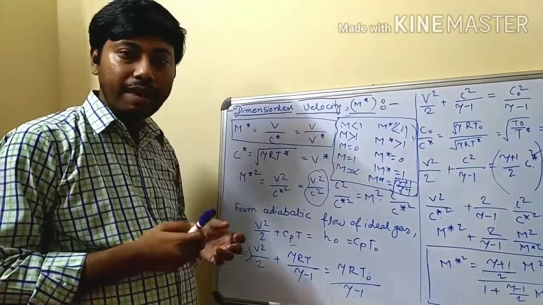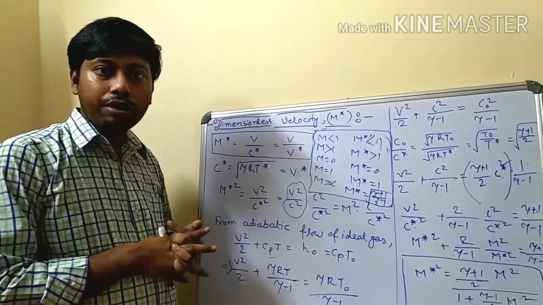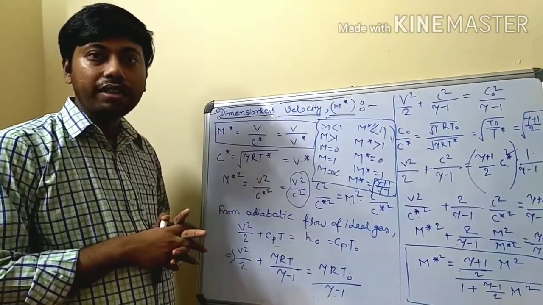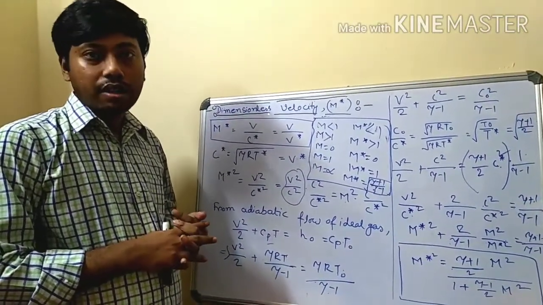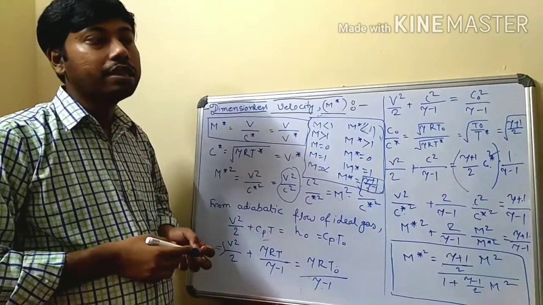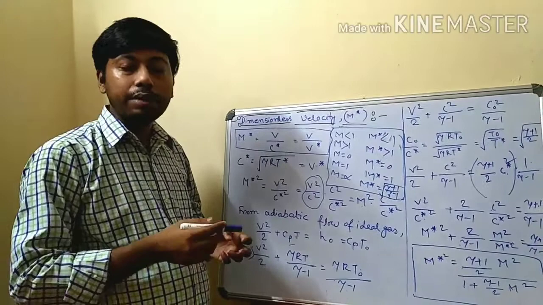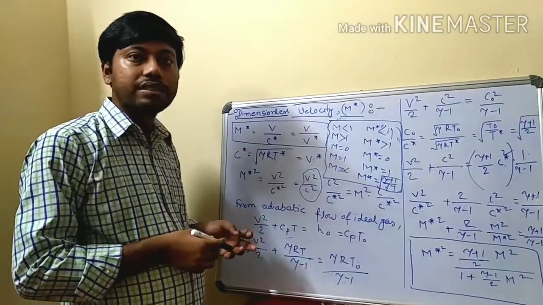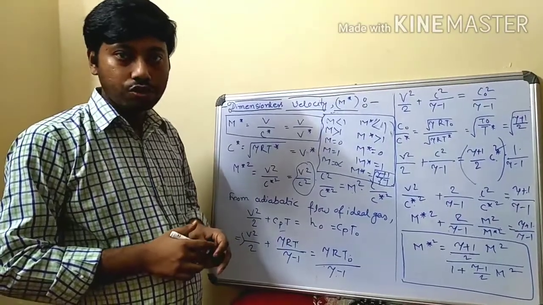Can you tell me what is the Mach number? The Mach number is basically the ratio between the velocity of the fluid divided by the velocity of sound. Now, what is the condition for Mach number? If M is greater than 1, that flow is basically supersonic flow. If M is less than 1, that is basically subsonic flow. If M is equal to 1, that will be sonic flow or sonic velocity.